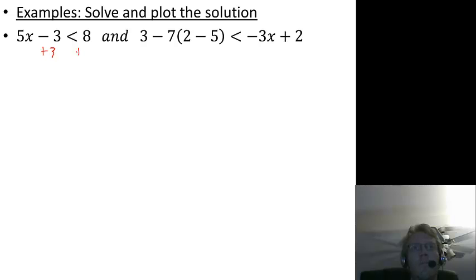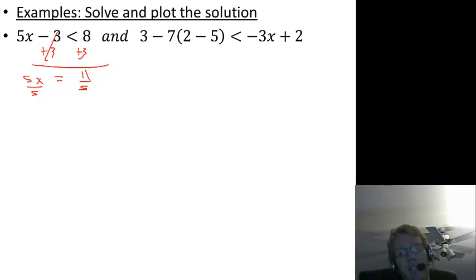So we'll go plus 3, plus 3. That gives me 5x is less than 11. Divide by 5. Oh, not equals, sorry. I get in a habit, and you might also, when you're doing equations, you just naturally think of it as an equal sign. So be very careful that you keep whatever this was. So less than, x is less than 11 fifths.